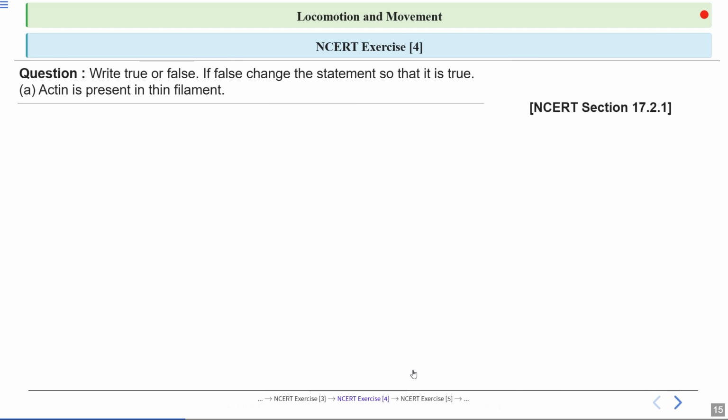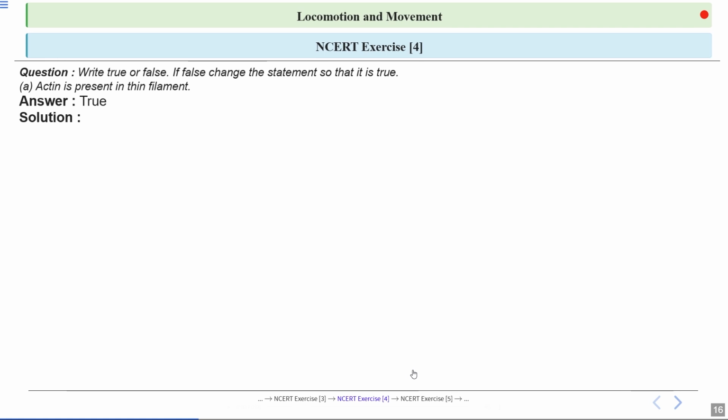Now, this is question number 4, and the question is write true or false. If false, change the statement so it is true. And the first statement that is given is actin is present in thin filament, which is absolutely true.